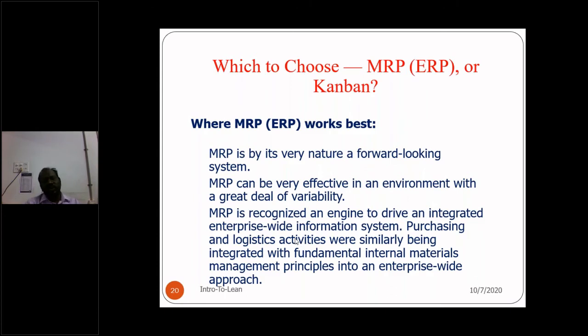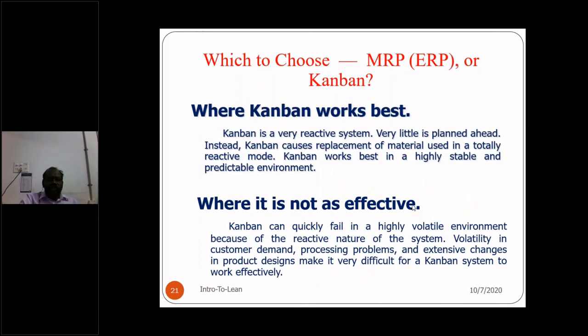So logistics. What is the logistics that you also have to take care of, and what are the fundamental internal materials to achieve the right approach you have to take, and to which choose Kanban. So Kanban works as a very reactive system, and very little is planned ahead. So Kanban forms a replacement of the material in a totally reactive mode. Kanban works best in a high stability and predictive environment. So always you have to have a predictive environment.